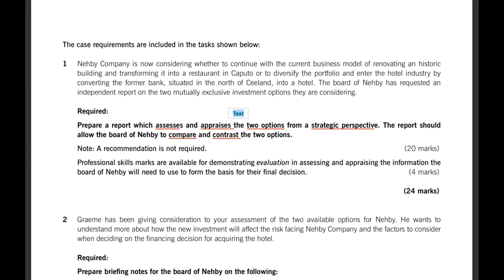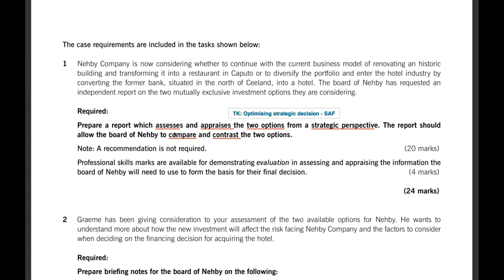This would be your technical knowledge that you must understand. This is actually coming from optimizing strategic decision, which we have done yesterday. So you may want to look at assessing and appraising these two particular options.